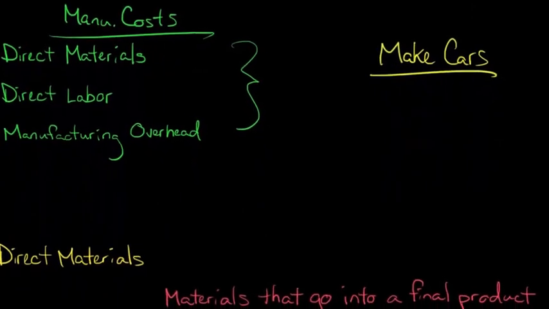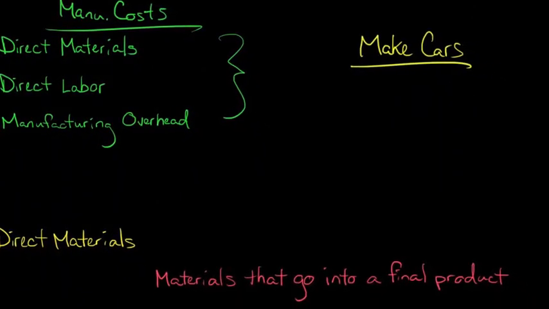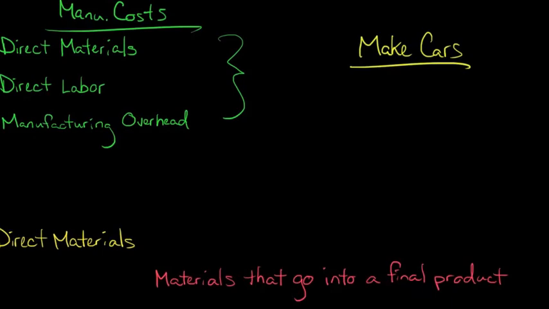So let's think about direct materials. If we want to define direct materials, what we're really doing is just saying, on a broad level, it's any kind of material that goes into the final product. So when we think about our example for the cars, an example is going to be steel. Steel is going to go into the car. The car is going to be made of steel.